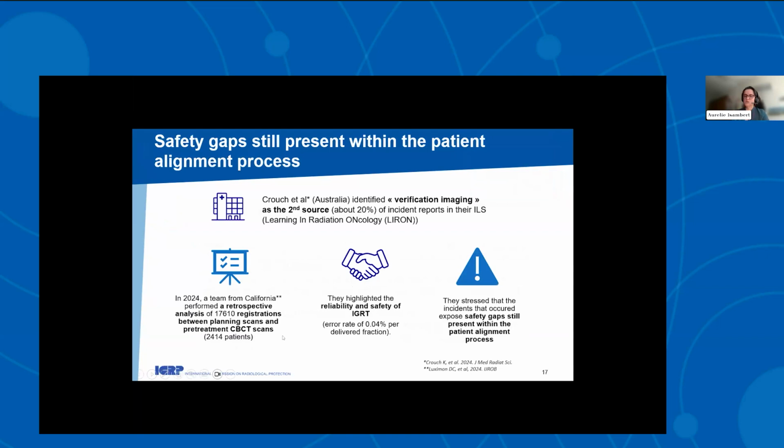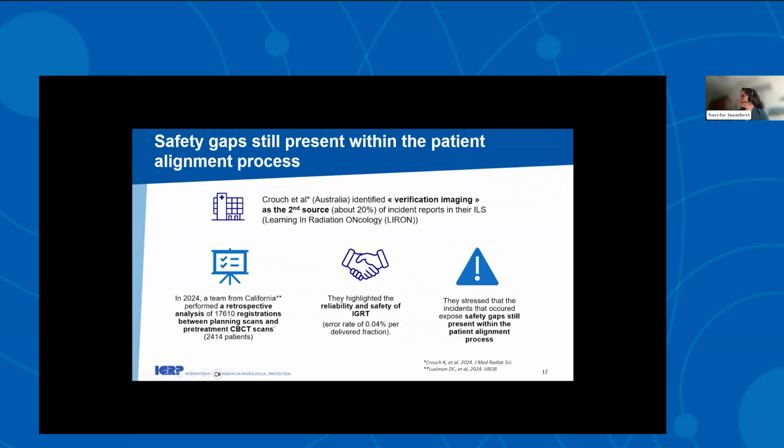Before concluding, I would like to highlight two papers which have been published quite recently, last year, one from Australia and one from the US. The first one, in Australia, is a paper published by a radiotherapy team that has identified that verification imaging is the second source of incident reports in the ILS.